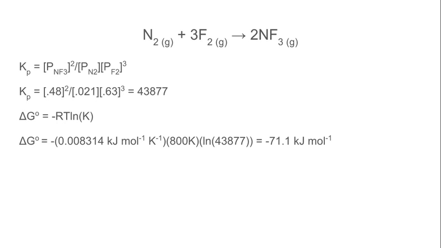The R value is equal to 0.008314 kilojoules per mole per Kelvin. Temperature is 800 Kelvin, and Kp, the equilibrium constant, is equal to 43,877, and we get negative 71.1 kilojoules per mole.